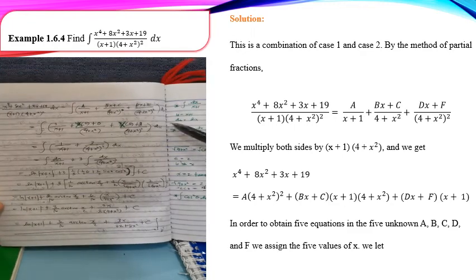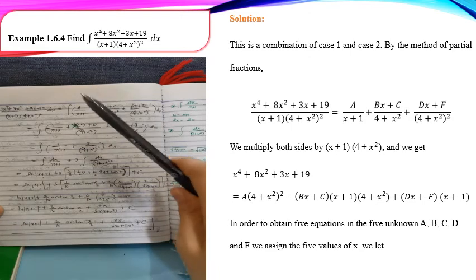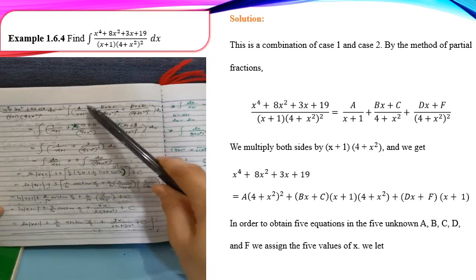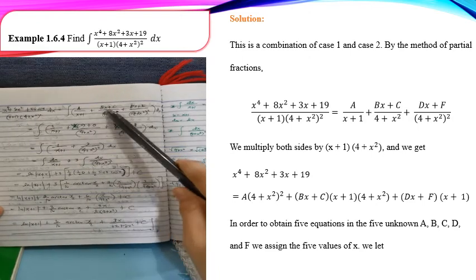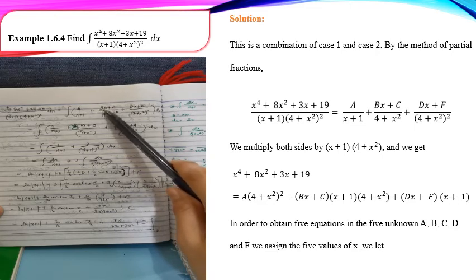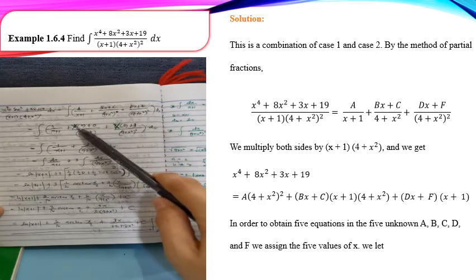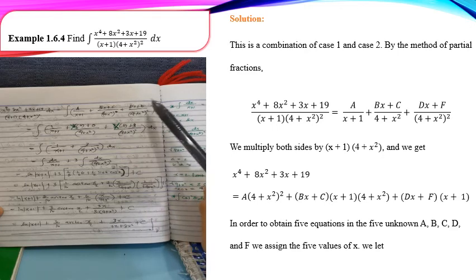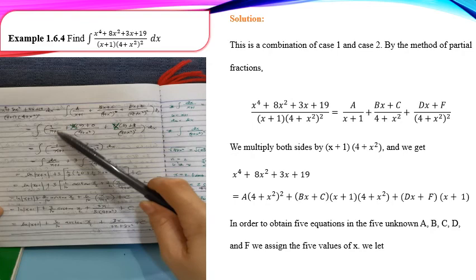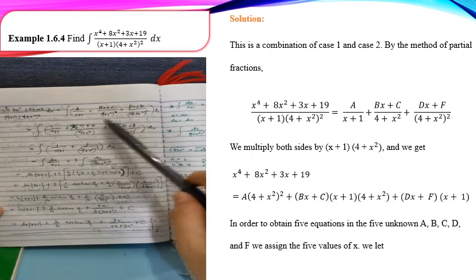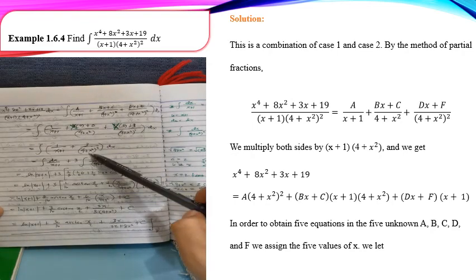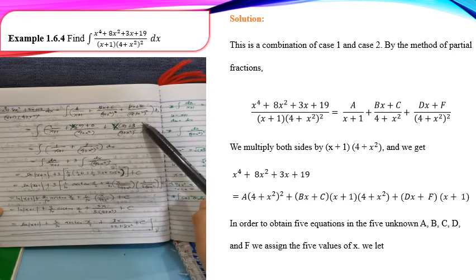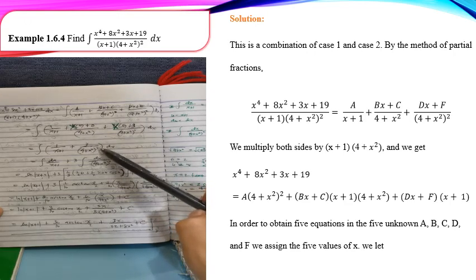So pwede na natin siyang i-substitute doon sa na-decompose natin na integrand. Ito yung decomposition natin kanina, di ba? Ang nakuha natin na A is 1, so we substitute A is equal to 1. And then, si B naman is equal to 0, so 0 times x. Si C is also 0, and si D is also 0. So, x times 0 plus 3. Ang E na nakuha natin is 3. So, 0 plus 3 is 3 over (4 plus x squared) quantity squared dx.